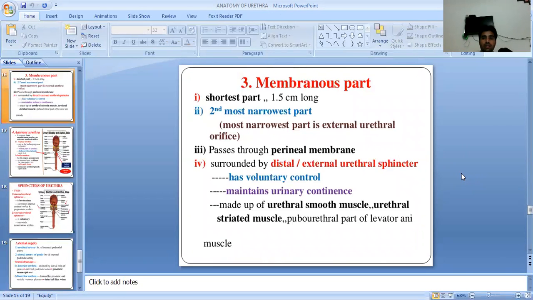The third part is the membranous part. It is the shortest part, 1.5 centimeter long. It is the second most narrow part; the most narrow part is the external urethral orifice. It passes through the perineal membrane. It is surrounded by the distal external urethral sphincter, which has voluntary control and maintains urinary continence. It is made up of urethral smooth muscles, urethral striated muscles, and the urethral part of levator ani muscles.